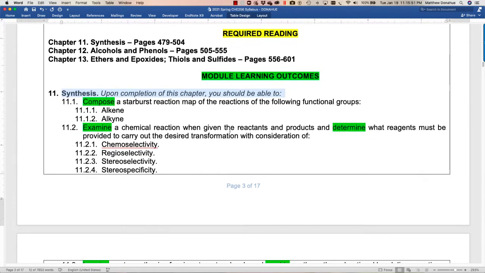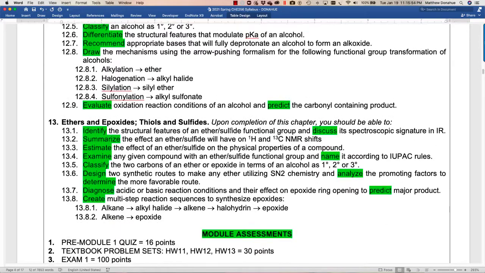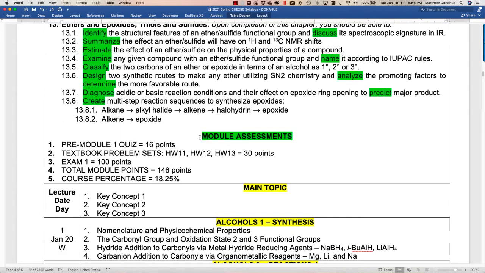So as you see, there's module learning outcomes for chapters 11, 12, and 13. The module assessments are listed here. You have a pre-module quiz, your textbook problems, your exam, your total module points, and what percentage of the entire course this module is. So with 5 modules, each one's worth about 20% of your grade.